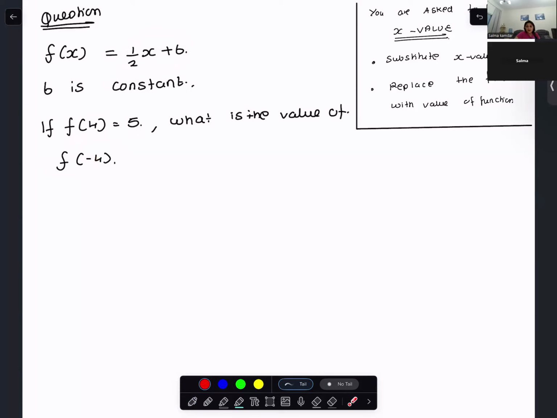Reading the question is very important. What do they want from you? They want from you the value of the function when x is minus 4. I will not pause the video. I want you to take some time, think, and try to solve this sum.